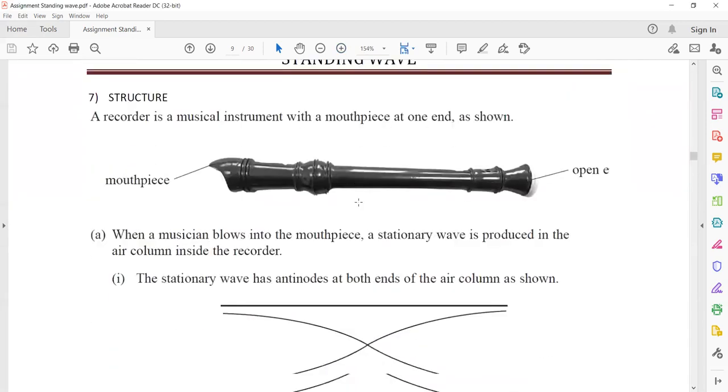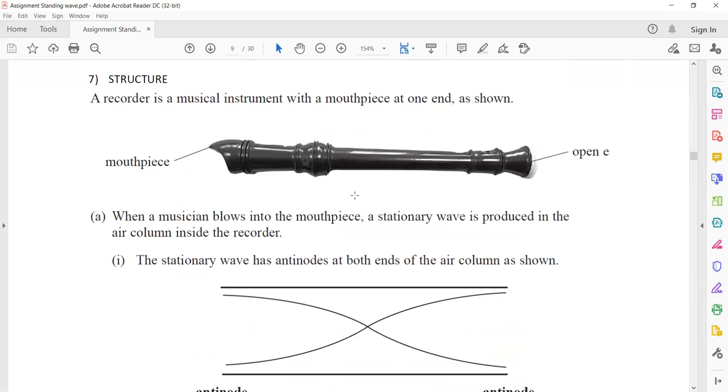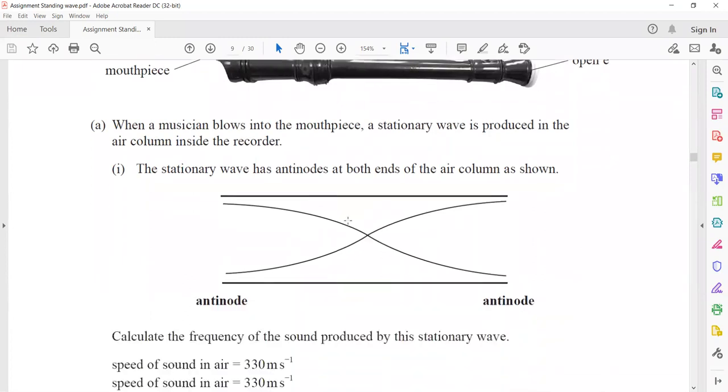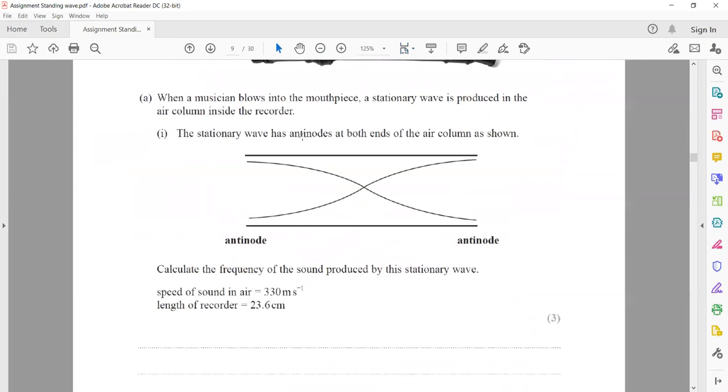In question 7, a recorder is a musical instrument with a mouthpiece at one end. So there's a mouthpiece at one end and the open end is there. It's an open pipe. When a musician blows into the mouthpiece, a standing wave is produced in the air column inside. So here it's antinode, node and antinode. The standing wave has antinodes at both ends and a node at the center. Calculate the frequency of the sound produced by this standing wave. The speed is given and the length of the recorder is given.